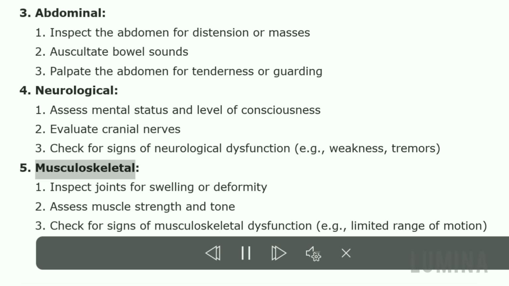5. Musculoskeletal. 1. Inspect joints for swelling or deformity. 2. Assess muscle strength and tone. 3. Check for signs of musculoskeletal dysfunction, e.g., limited range of motion.